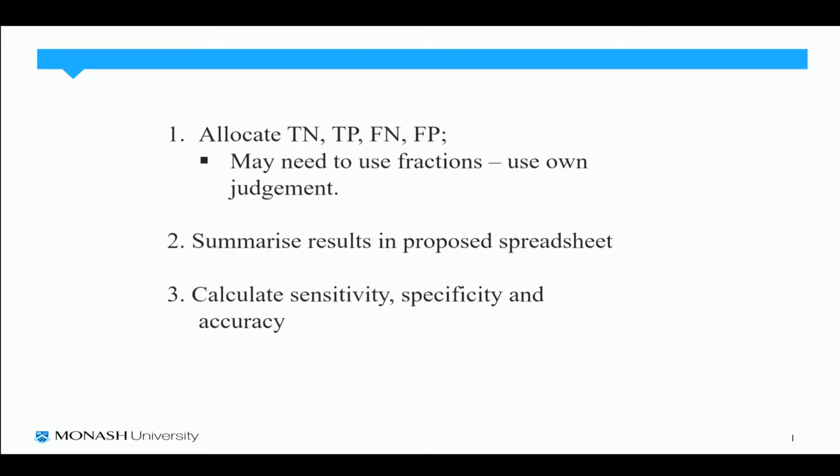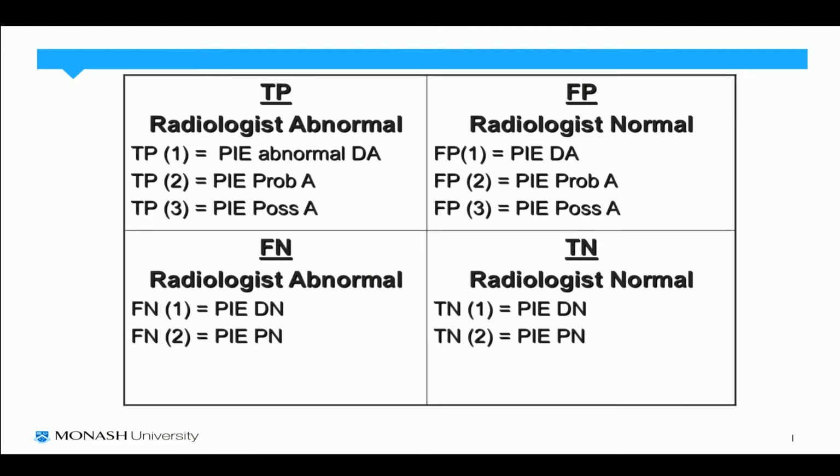So you need to allocate the true negative, true positive, false negative, and false positive. Sometimes it's necessary to use fractions, use your own judgment, and that is because some of the cases might have more than one abnormality, and you need to summarize your results in a proposed spreadsheet and then calculate the sensitivity, specificity, and accuracy. So to work out the true positive, that means that the radiologist report states that the case is abnormal. If you agree with the radiologist that it's definitely abnormal or that it's probably or possibly abnormal, that will then be a true positive.